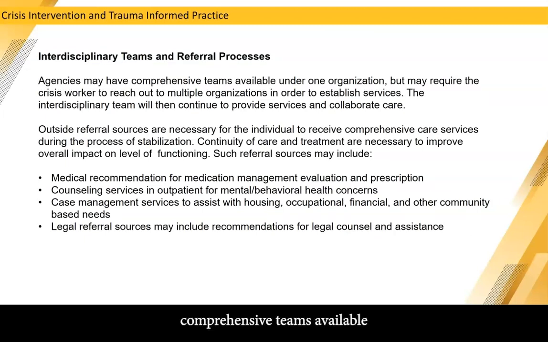Agencies may have comprehensive teams available under one organization, but may require the crisis worker to reach out to multiple organizations in order to establish services. The interdisciplinary team will then continue to provide services and collaborate care. Outside referral sources are necessary for the individual to receive comprehensive care services during the process of stabilization. Continuity of care and treatment are necessary to improve overall impact on level of functioning. Such referral sources may include medication management and evaluation, counseling services, case management services, and legal referral sources.